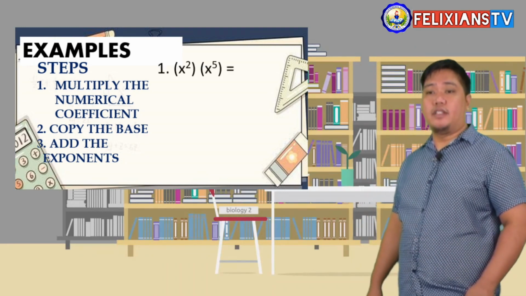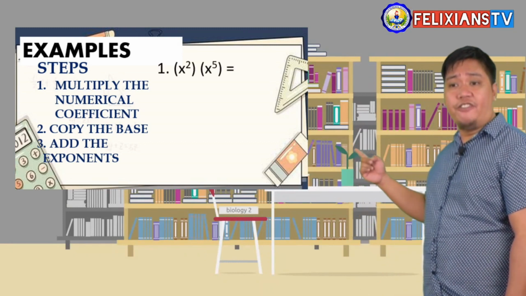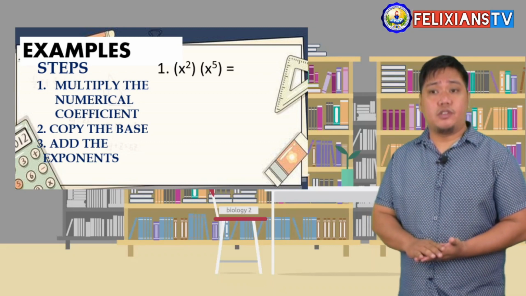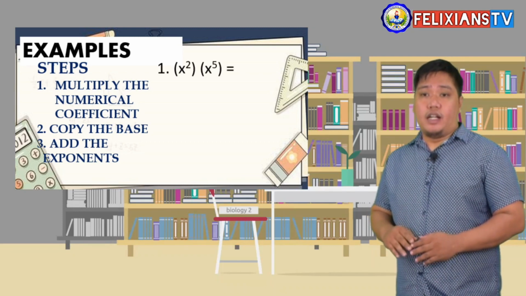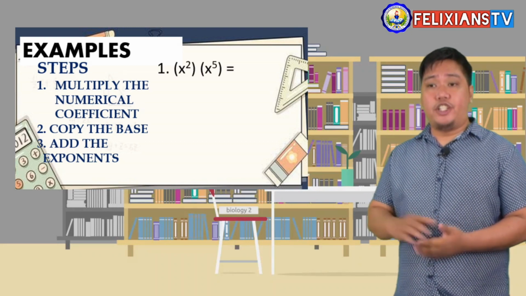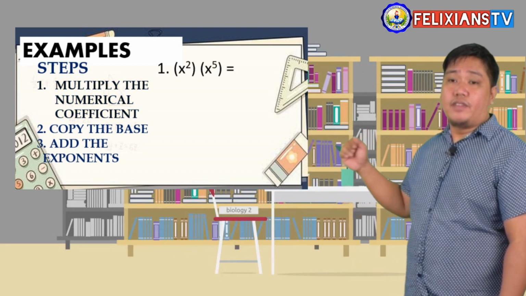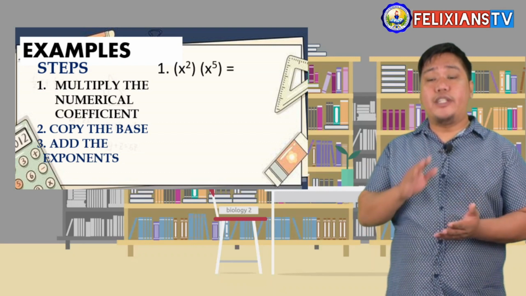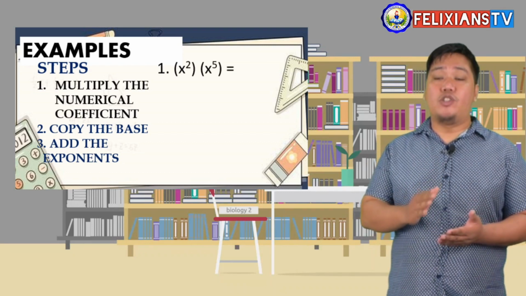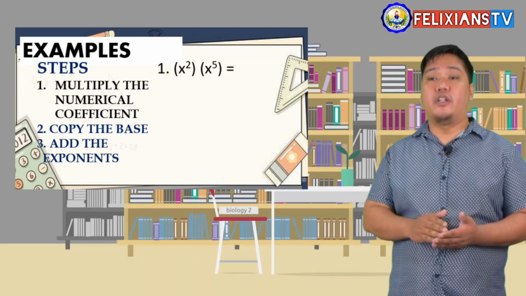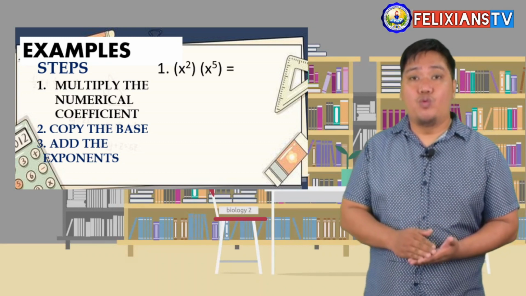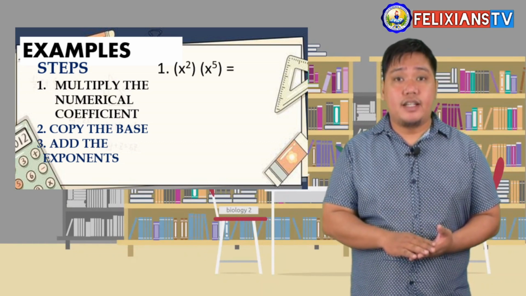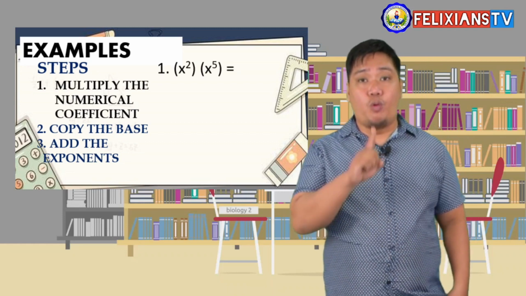Example number 1, x squared times x to the 5th. What we are going to do first is follow the steps. Multiply the numerical coefficient. It shows here that there is no numerical coefficient present. So always remember that if there is no numerical coefficient beside the variable, the value is always 1.